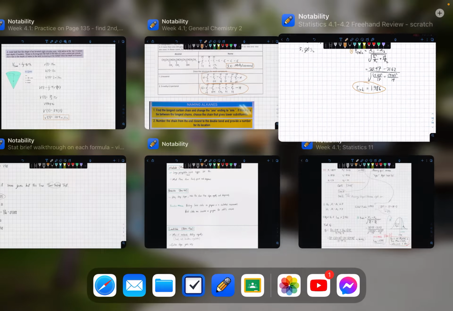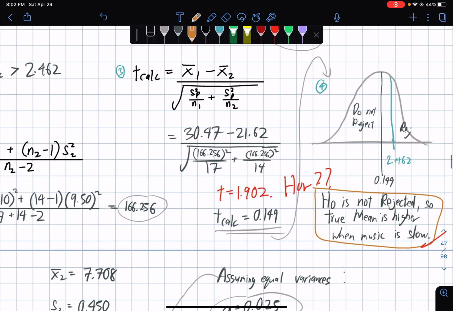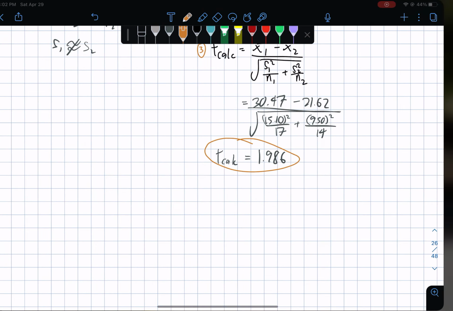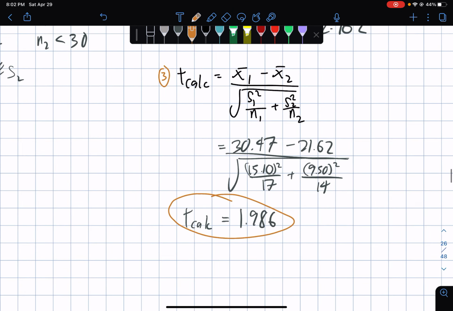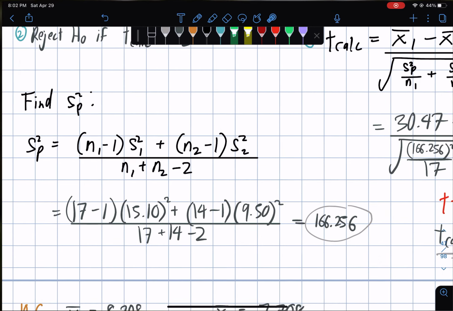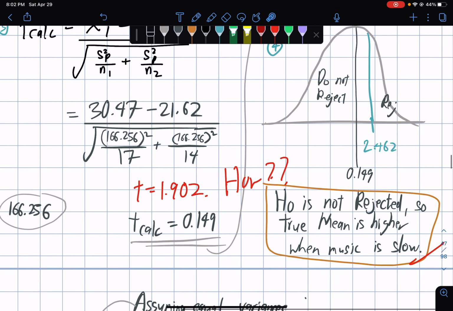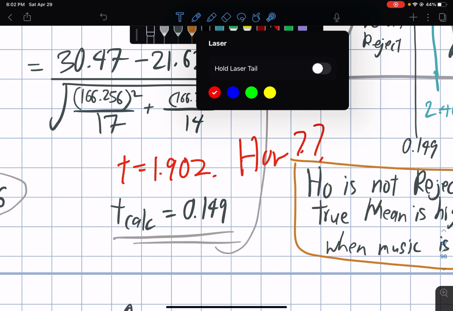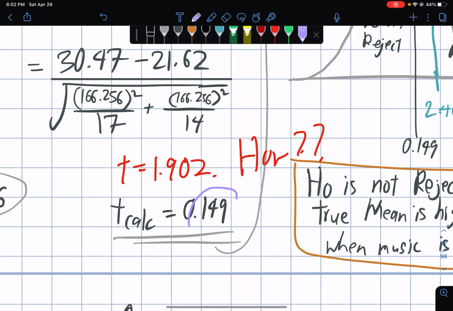Please be the same. Yeah, we have a similar value to 1.902. It's closer. Our result, 1.986, is closer to 1.902 compared to 0.149, the result that I had before when I used case 2.